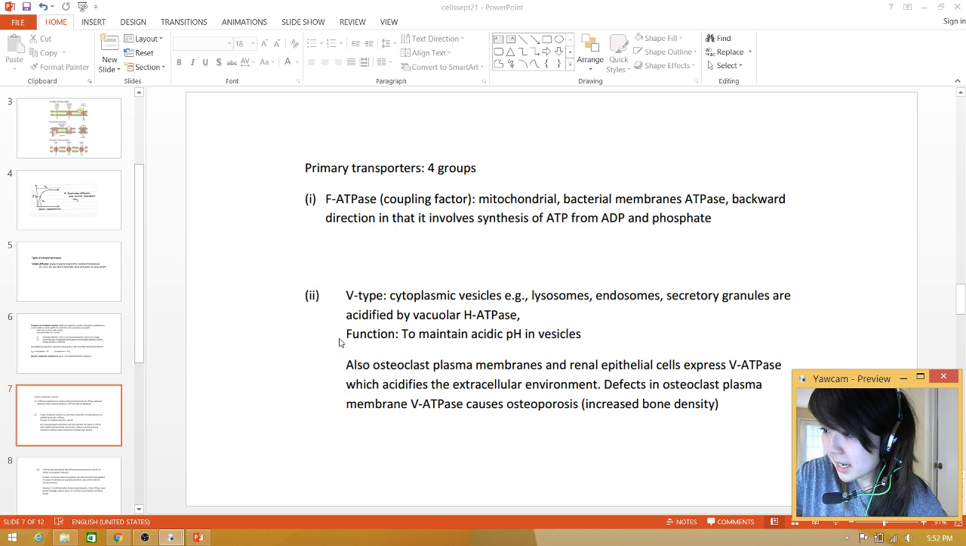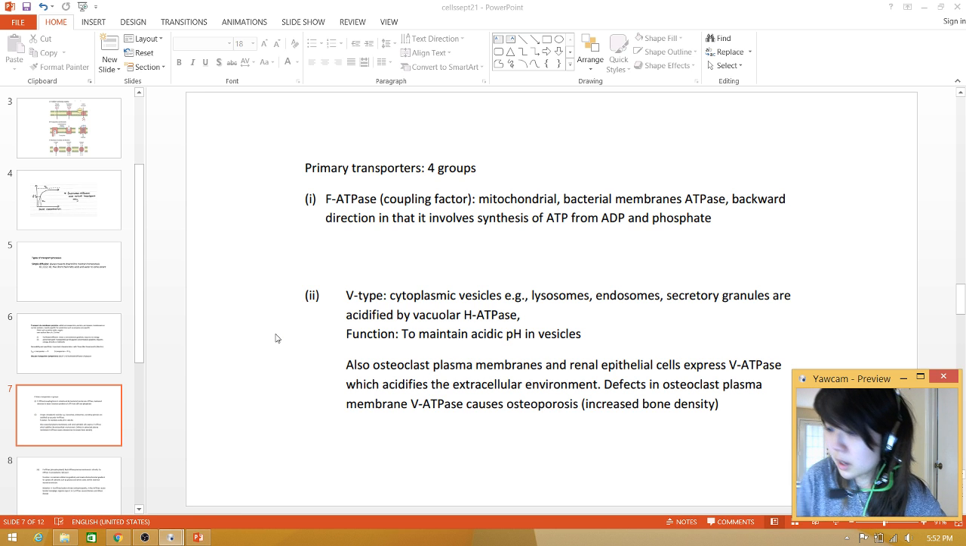So the book divided active transport into 4 different categories. The first one is F-ATPase. ATPase just means the hydrolysis of ATP into ADP, and this is always in the mitochondria and bacterial membranes. The next type is the V-type active transporters, and they are found in lysosomes.